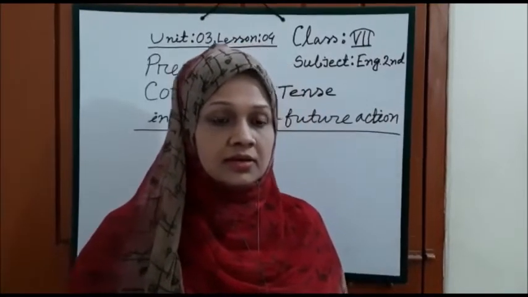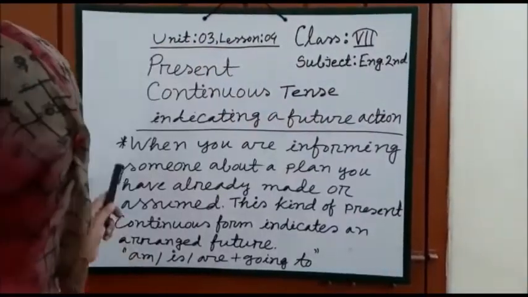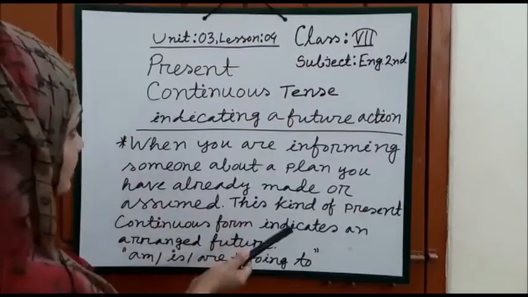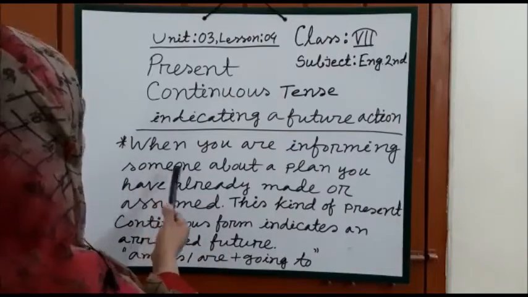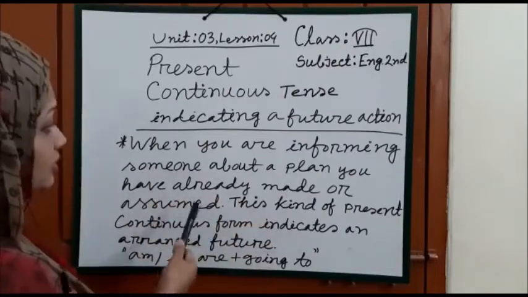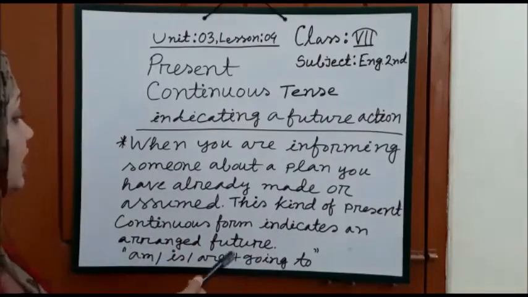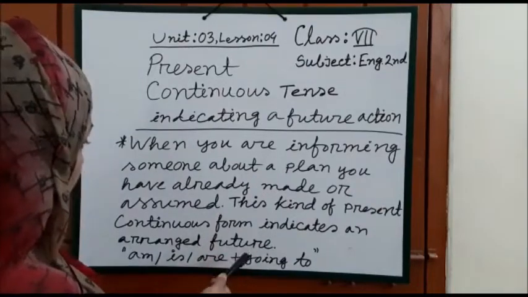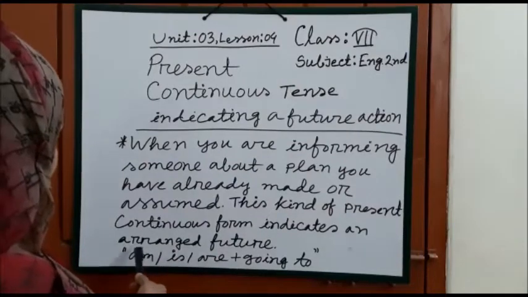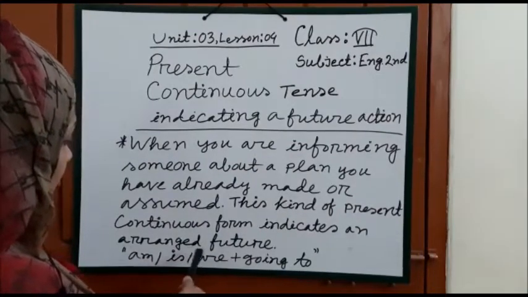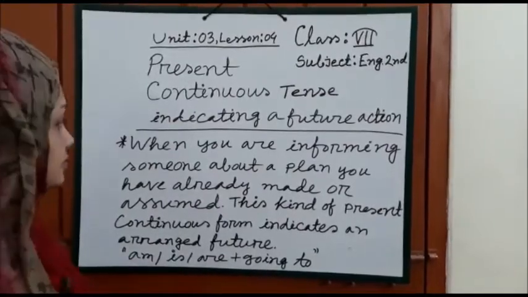Okay, now I'm going to write down. Now I'm going to show you the present continuous tense indicating a future action. So at first we have to know what it is. It is used when you are informing someone about a plan you have already made or assumed. This kind of present continuous form indicates an aorist future. So they have used am, is, are plus going to indicate a future action.